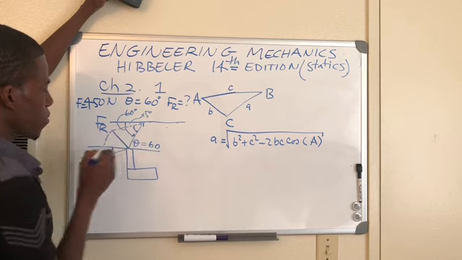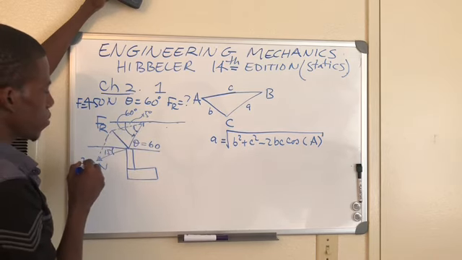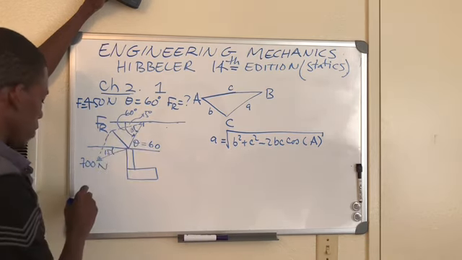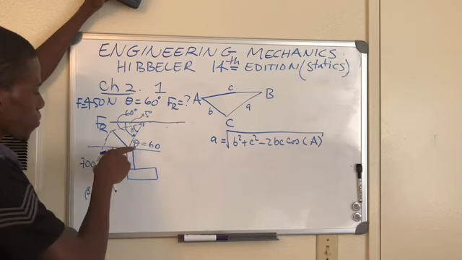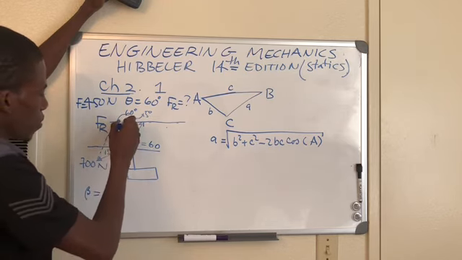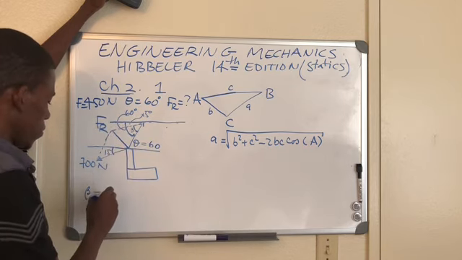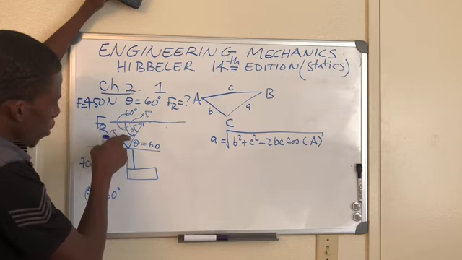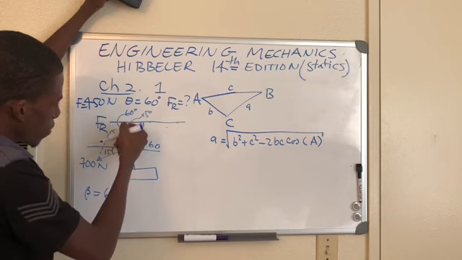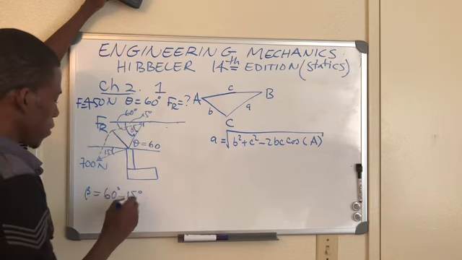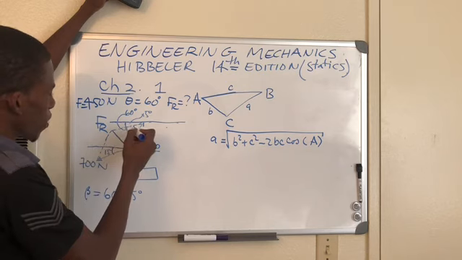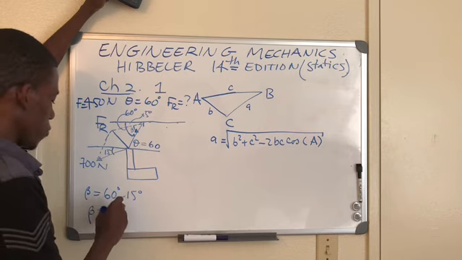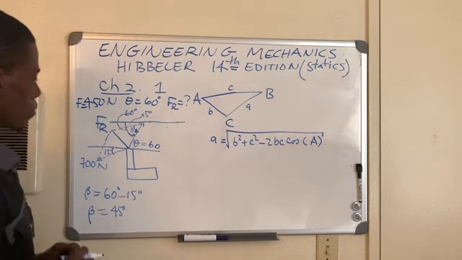We can find this angle, so let's call it beta. Beta is equal to theta, the entire angle, which is 60 degrees, minus this small piece, 15 degrees, which gives us this part. So beta is equal to 60 degrees minus 15 degrees, which gives us 45 degrees. That's the first step of the problem.